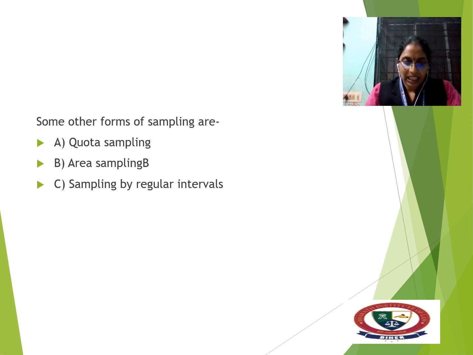Area sampling. In area sampling, small areas are designated as sampling units and the households to be interviewed will be selected if they are found in a canvass of these designated small areas. Sampling by regular intervals. Another procedure is to select the cases at regular intervals from the series, alphabetical list, or any other arbitrary arrangement. These are the types of sampling.